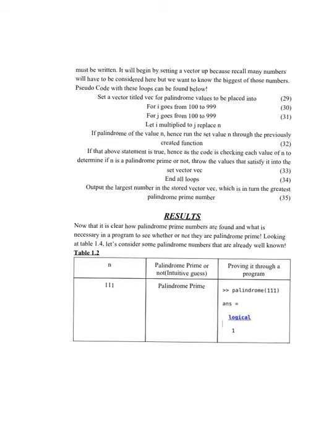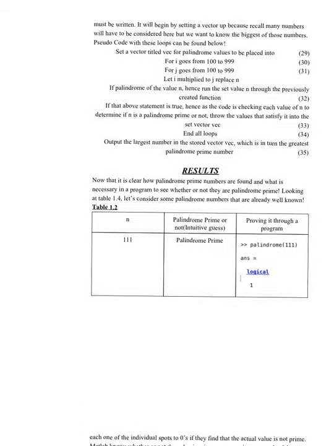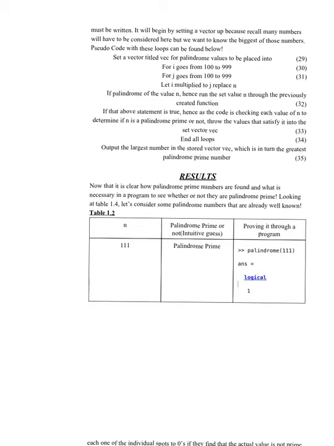I want to talk a little bit about this table that I have here. You'll see that I have simply inputted values of n, so say 111 and a few others, which I'll show in just a moment, and then we prove it by plugging it into the program. And so when we do 111, you can look at 111 and tell it's a palindrome prime, right? And so it's clearly spitting out logical of 1, telling us it's true. And so yeah, that's a palindrome prime.